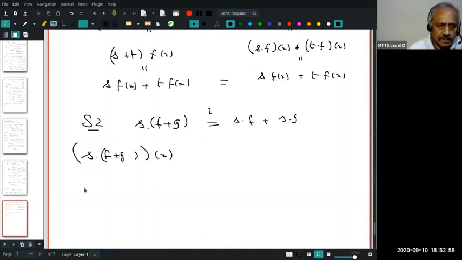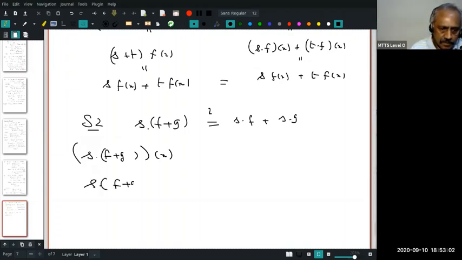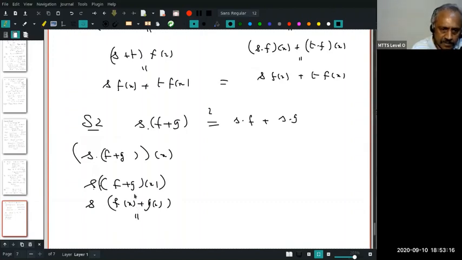Okay. This is s into (f plus g) at x. Do you see that? This is one real number, this is one real number. But what is this? This is s into, what is (f plus g) at x? This is f(x) plus g(x). But what is this? This is s f(x) plus s g(x), because again, distributive law over R.